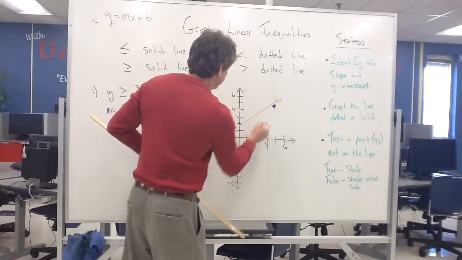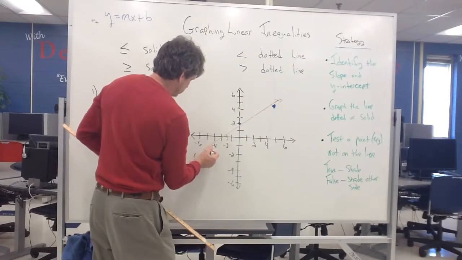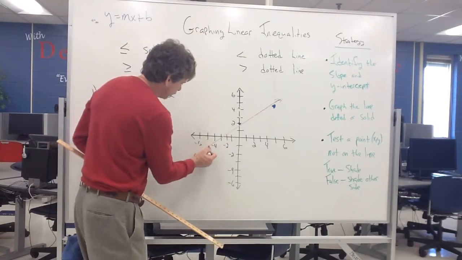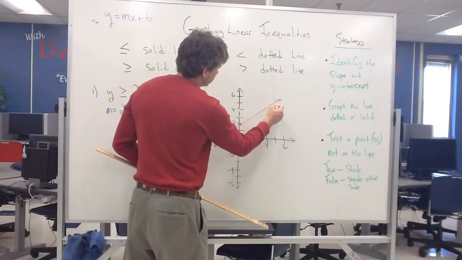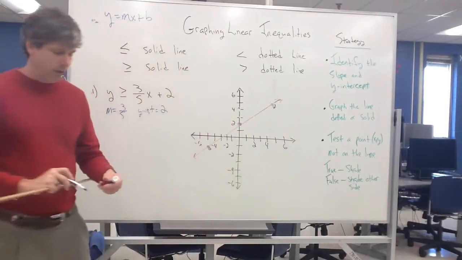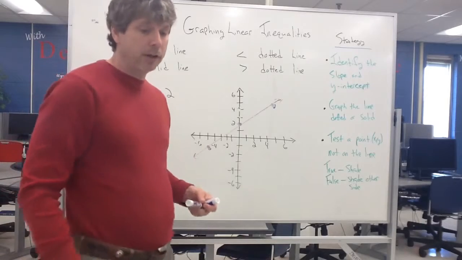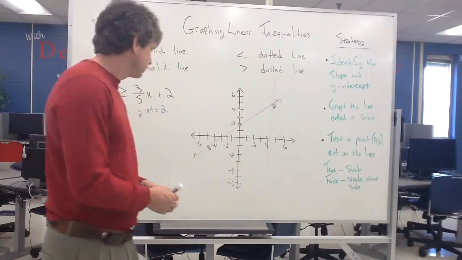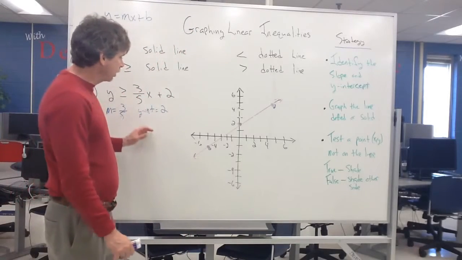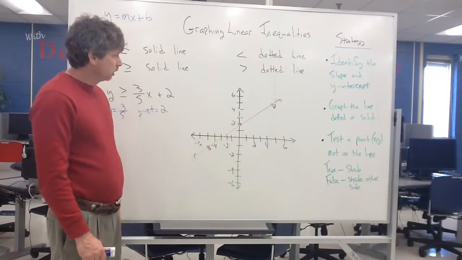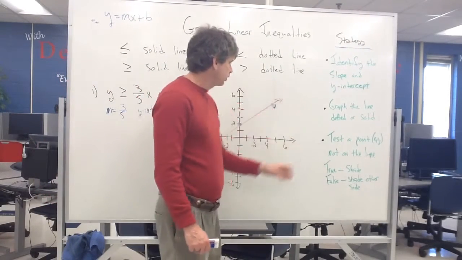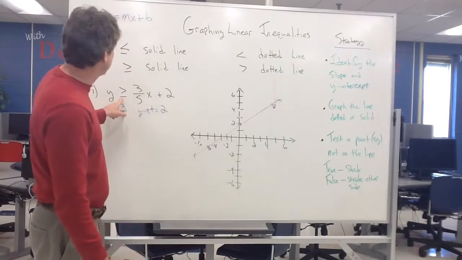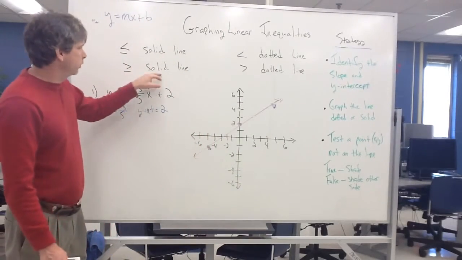Didn't really hit it very closely there, did I? So, make that a little bit bigger there. So that's going to be our sketch there. Graph paper would come in a little bit more handy than just freehanding it. So I've got my line graphed. I've determined that it is a solid graph because of this inequality symbol. Greater than or equal to is going to be solid.